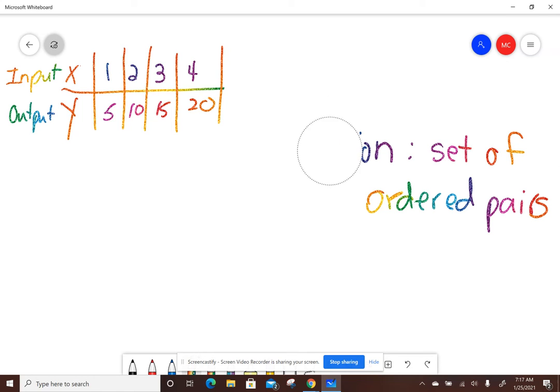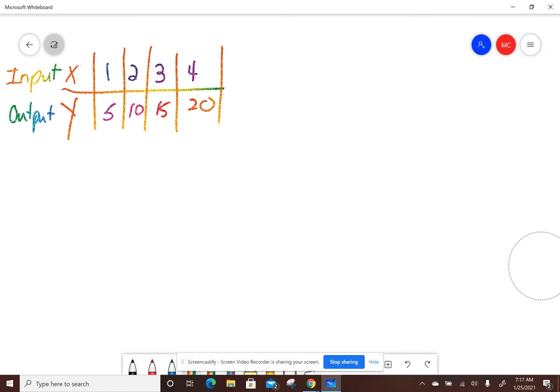Now, a function is a special type of relation. A function is where for every input, there's only one output. What that means is this is a function. This is a function because for every X, there's only one Y. This is a function because none of the X values repeat. We will go over functions in a little bit and you will totally understand them. But for right now, just know that the definition is written down.